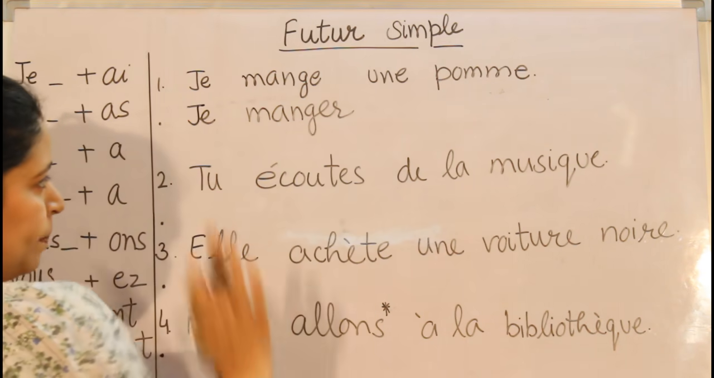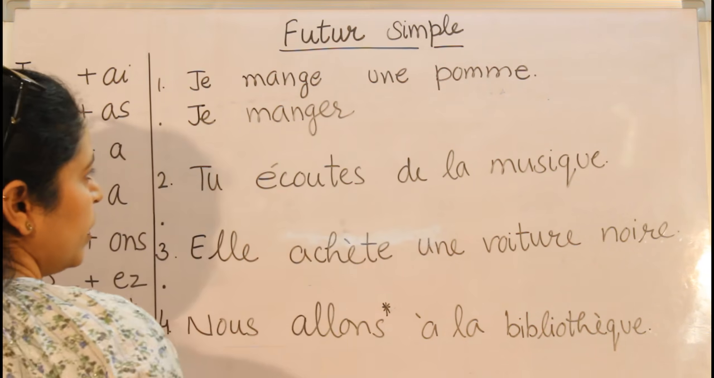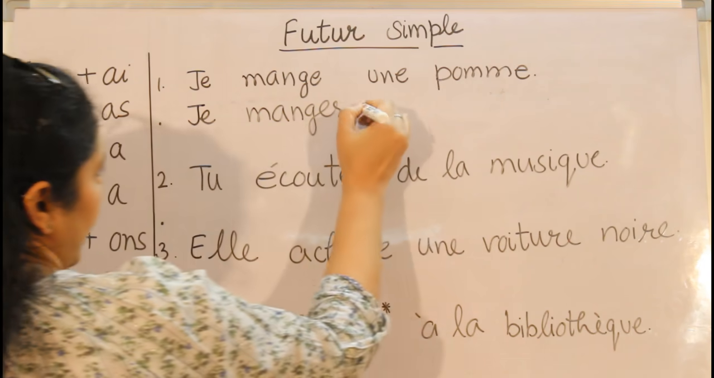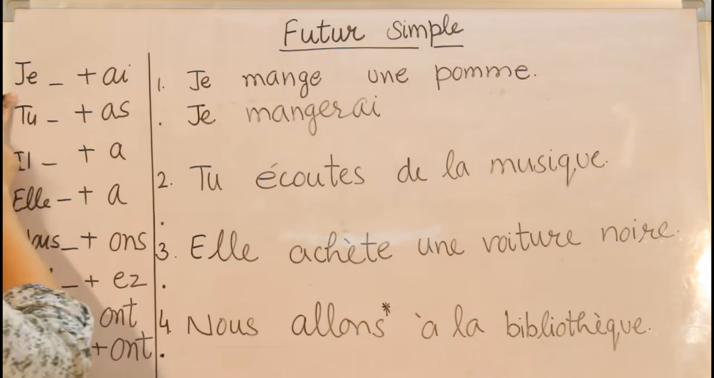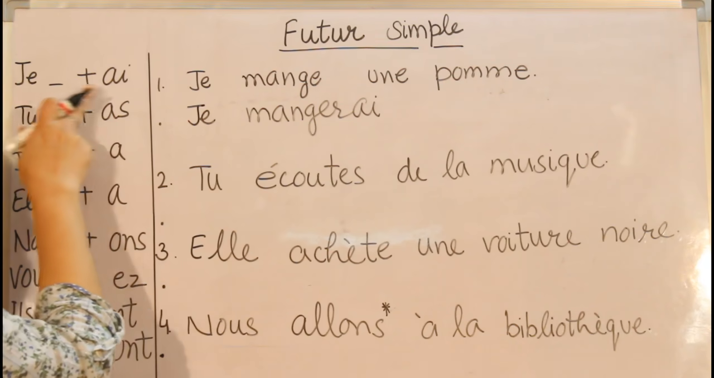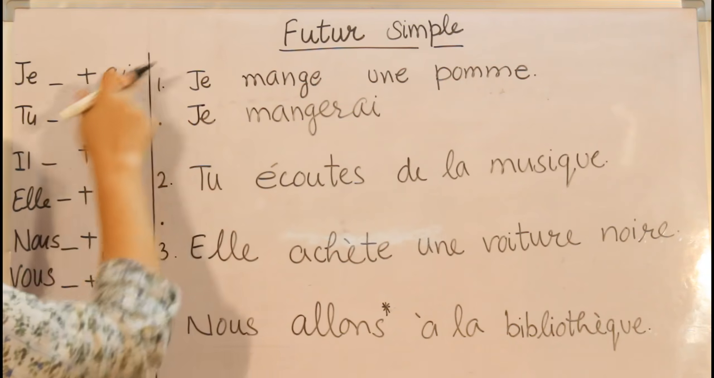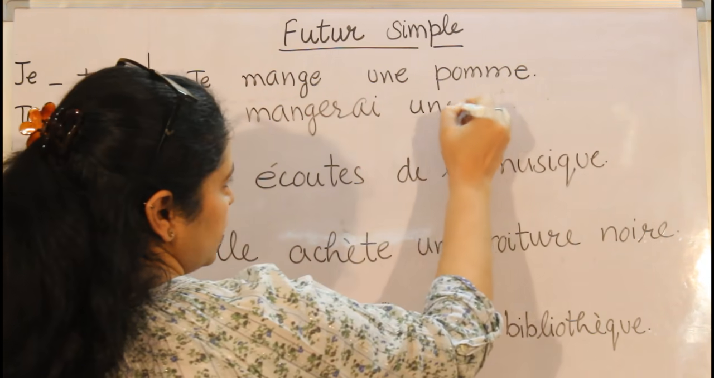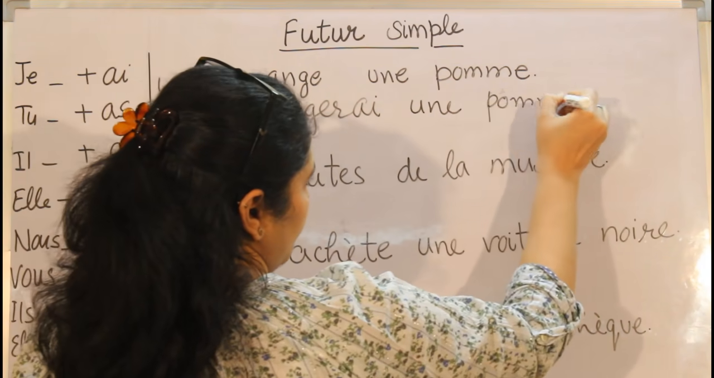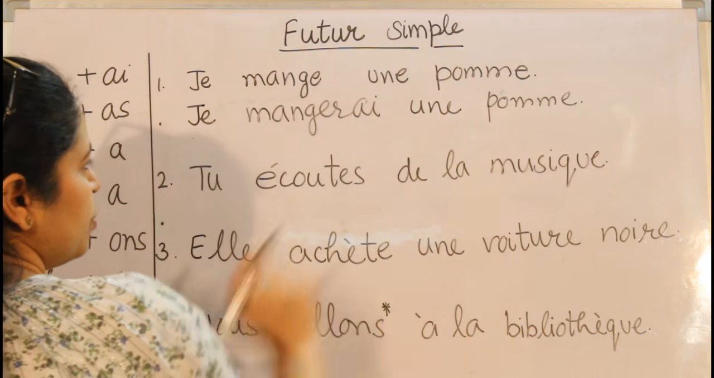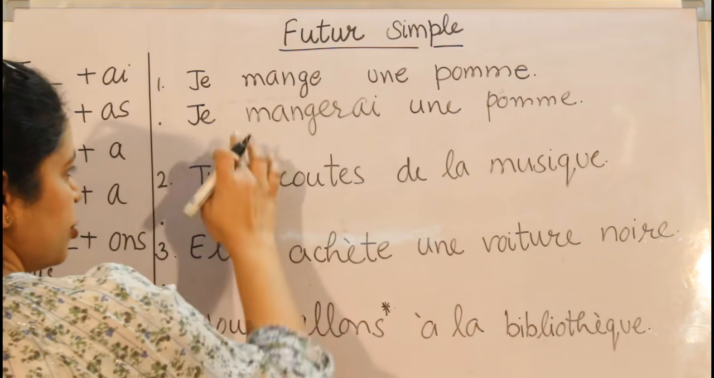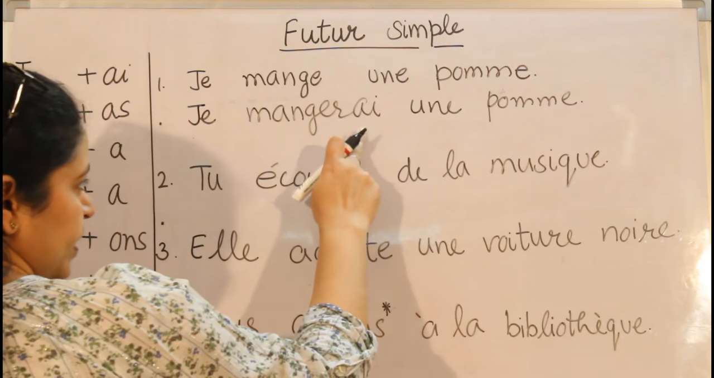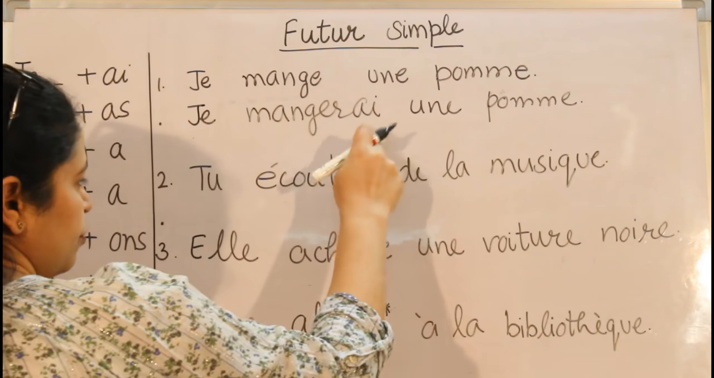We have now written the complete verb till ER. Now we have to add this ending, that is AI. With all the je cases, after writing the infinitive form of the verb, you are supposed to add AI, in all the futur simple cases. So, je mangerai. Now the rest of the statement, une pomme. Je mange une pomme. I eat or I am eating an apple. Je mangerai une pomme. I will eat an apple. Now it has been changed into futur simple.